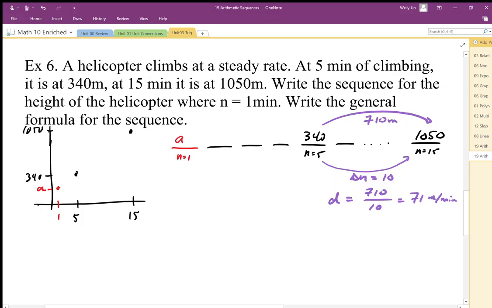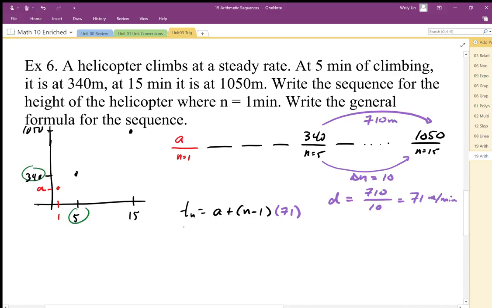I can always figure out a. I can count backwards to a. I'm going to do it this way. I'm just going to plug it into my equation. So my Tn is equal to a plus n minus 1. My common difference I've worked out to be 71. And if I know I have a pair of n and Tn, I'm just going to plug it into my equation.